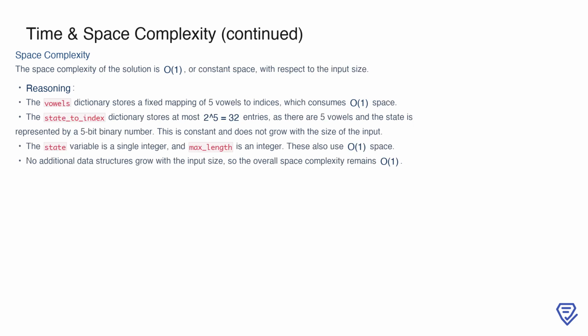The space complexity of this solution is constant, or O(1), with respect to the size of the input. The reason for this is that the data structures used in the algorithm are fixed in size and do not grow with the input. For instance, the vowels dictionary, which maps the 5 vowels to indices, requires O(1) space. Similarly, the state_to_index dictionary, which keeps track of states using a 5-bit binary representation, can store at most 32 entries, which is constant. Additionally, variables like state and max_length are simple integers that also occupy O(1) space. Since no additional memory is allocated based on the input size, the overall space complexity remains constant.